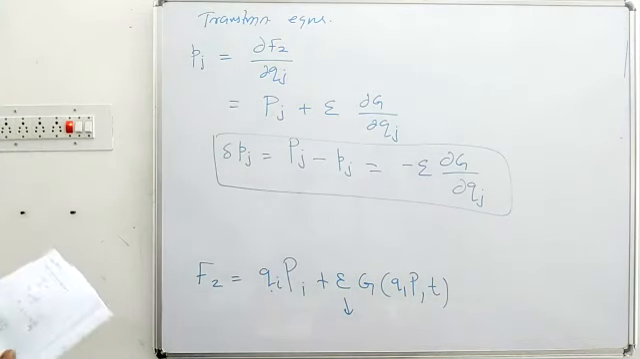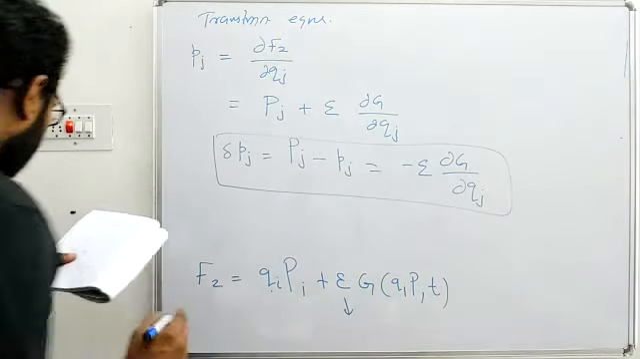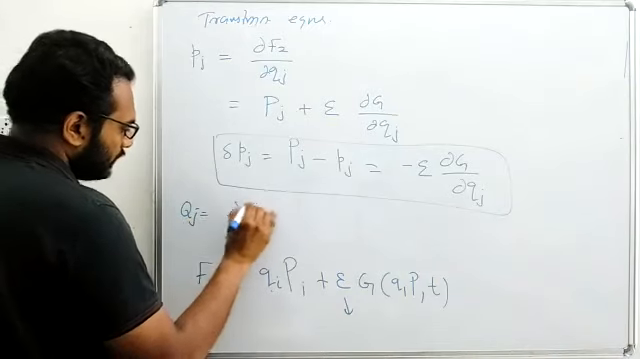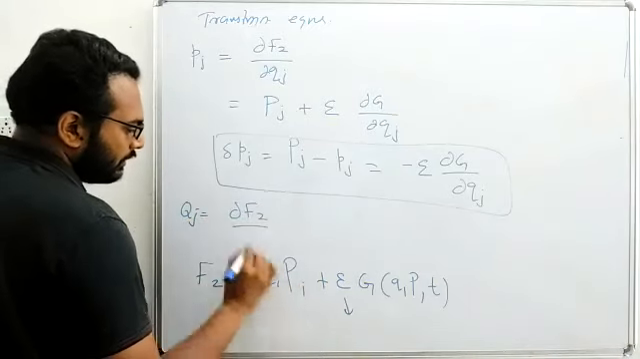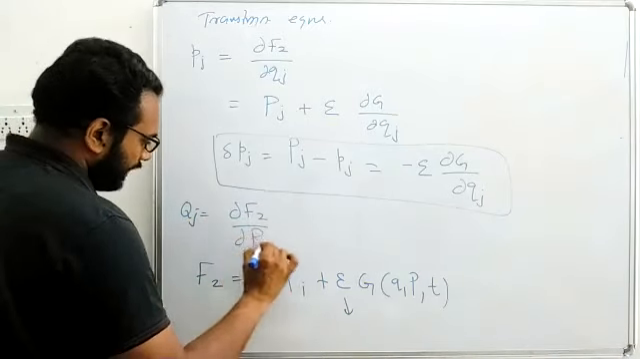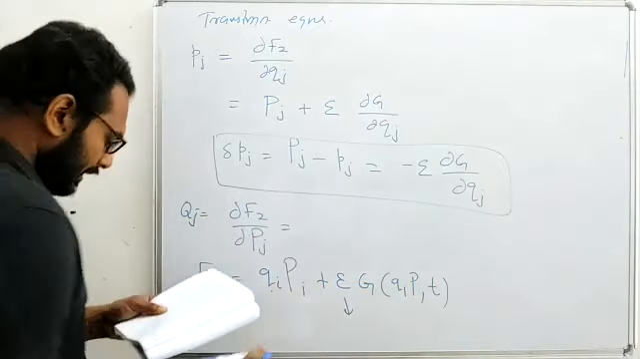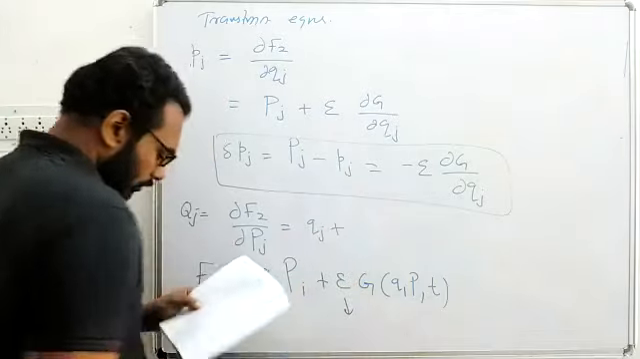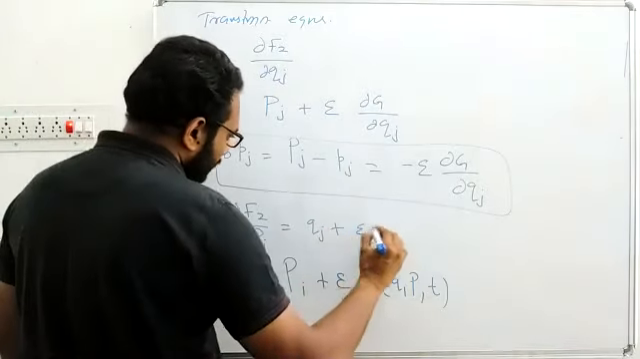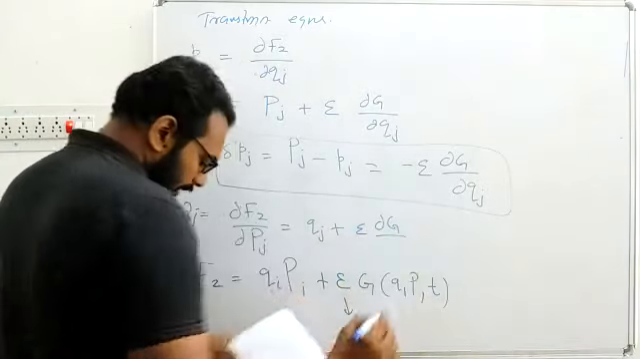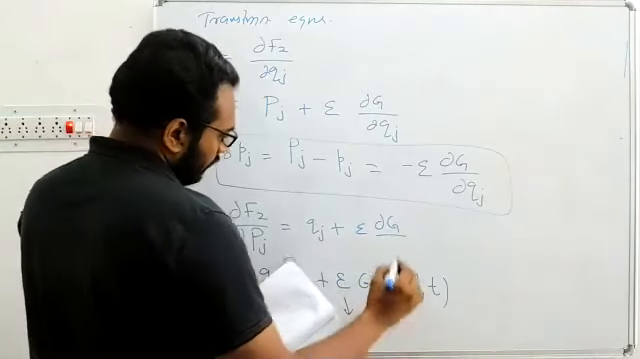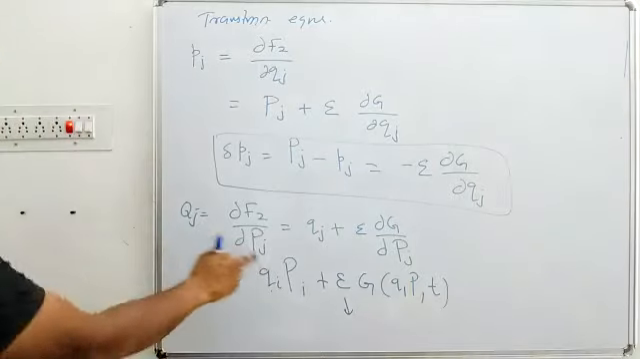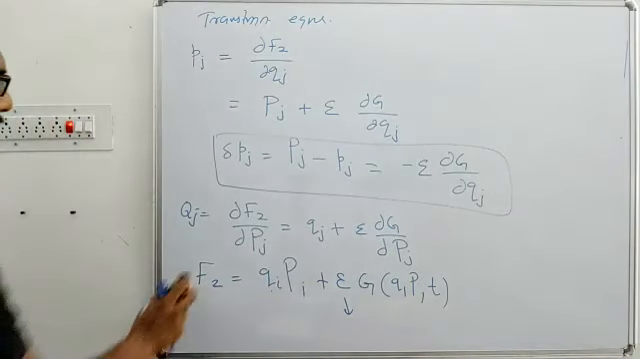Now, what about capital Qj? This is dou F2 by dou Pj, and you see that this is equal to Qj plus epsilon dou G by dou capital Pj, am I right? Because you are taking this.